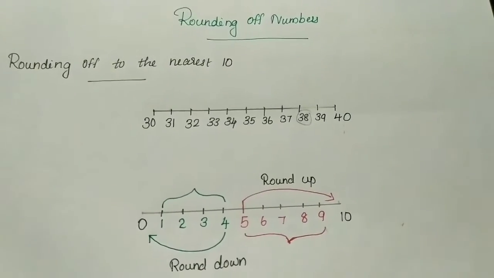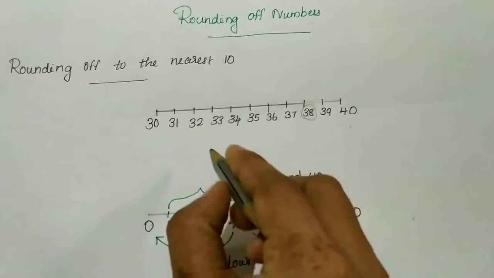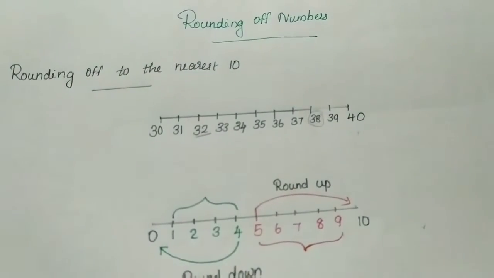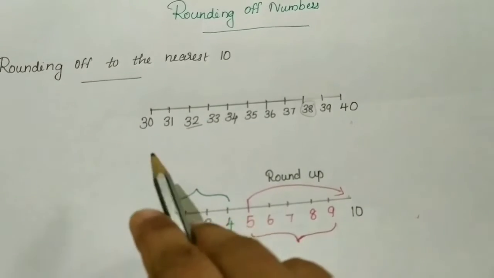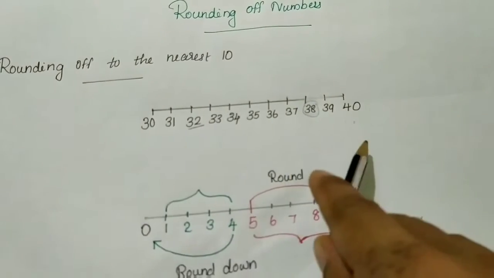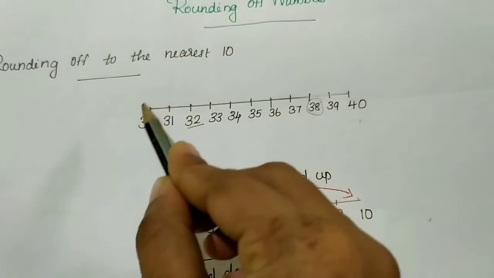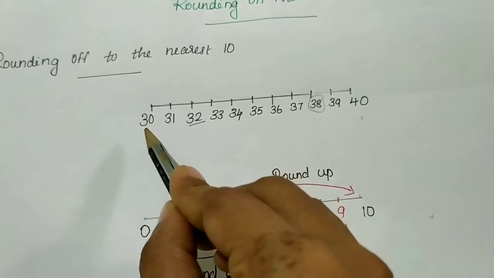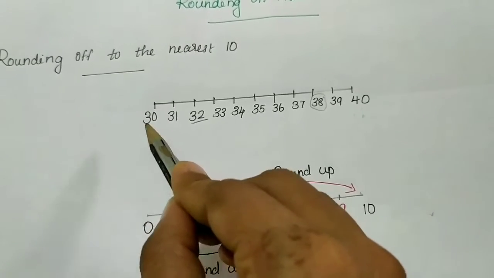Next, consider the number 32. 32 is between 30 and 40, and it is closer to 30. So, the number 32 can be rounded off to 30.